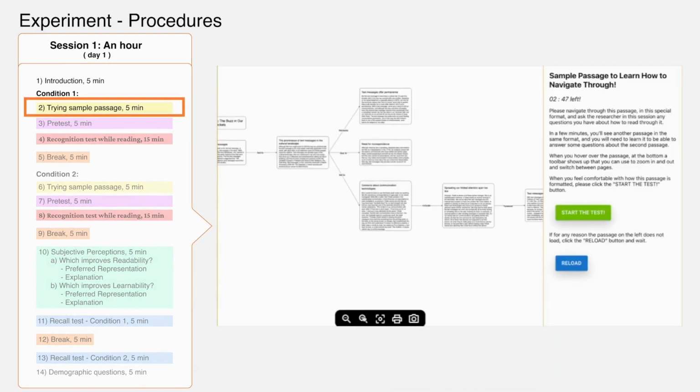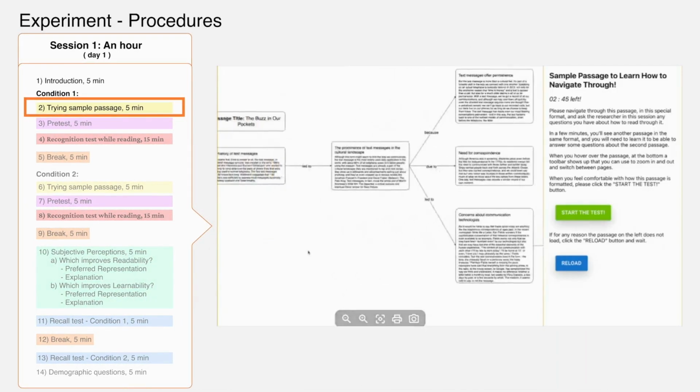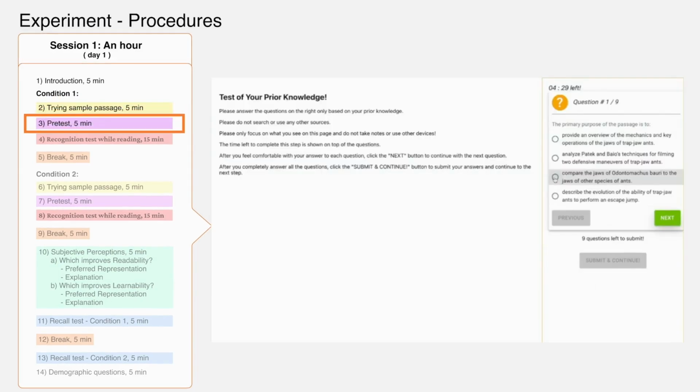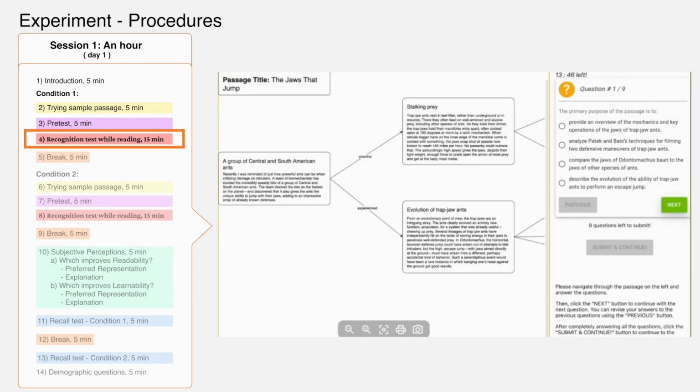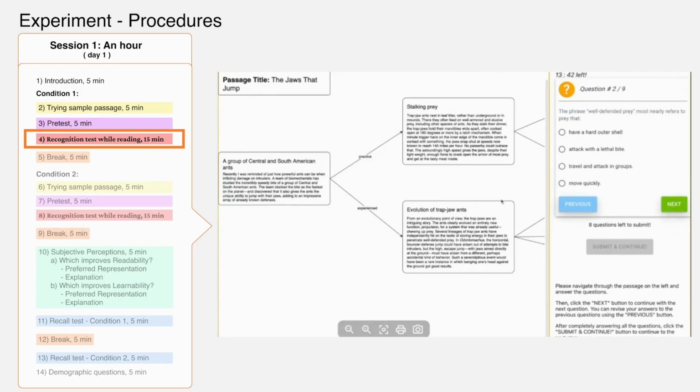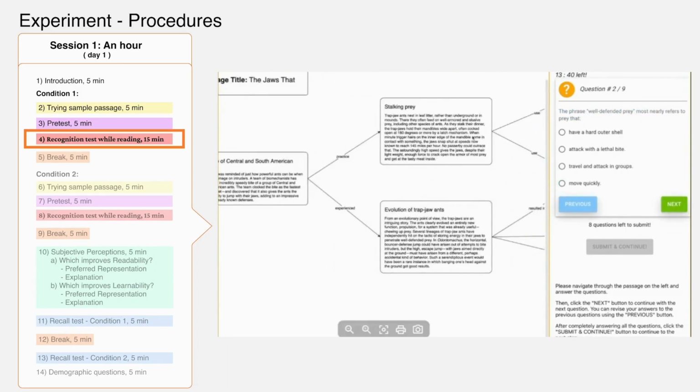In the first session, each participant goes through a sample passage to get familiar with the format and navigation tools. The participant answers multiple choice questions about the passage that they are going to read as the pretest of their prior knowledge. Then the actual passage is loaded for them to read and they answer the same multiple choice questions. We call this the recognition test.